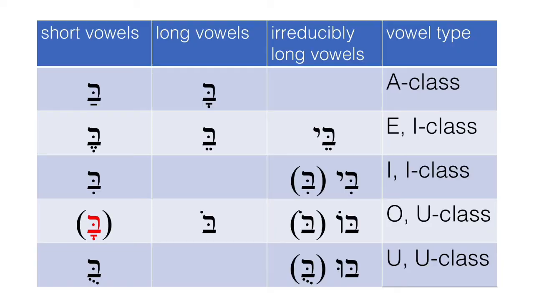As we go back to our chart, you can see that patach and kametz are both A-class vowels, kametz being the long vowel, patach being the short vowel.